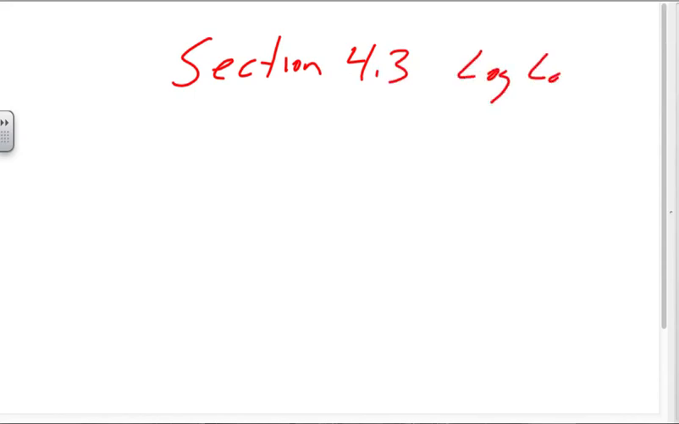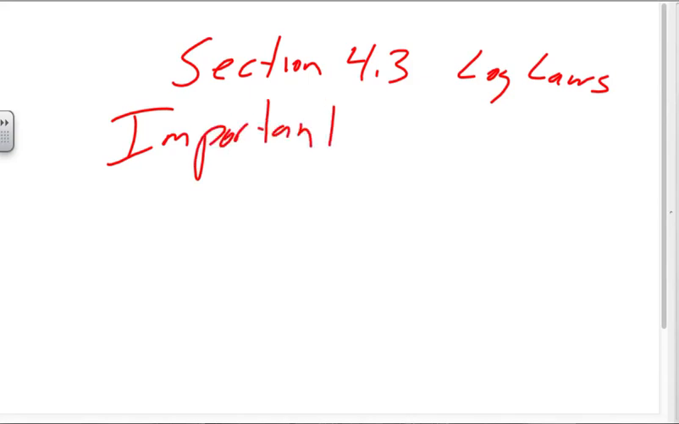Okay, this is section 4.3. We deal with log laws. These things are important to solve equations, and you really need to know these things.